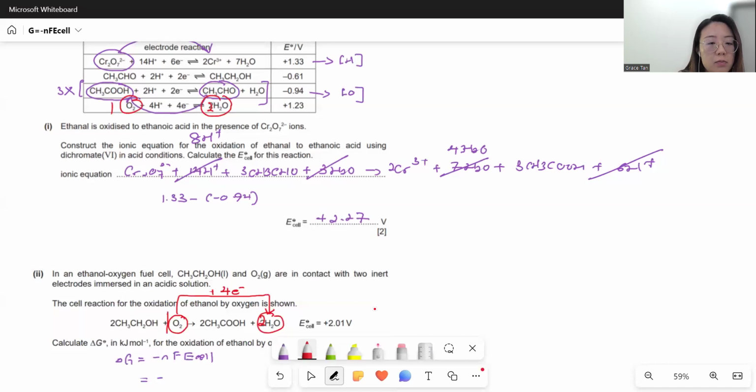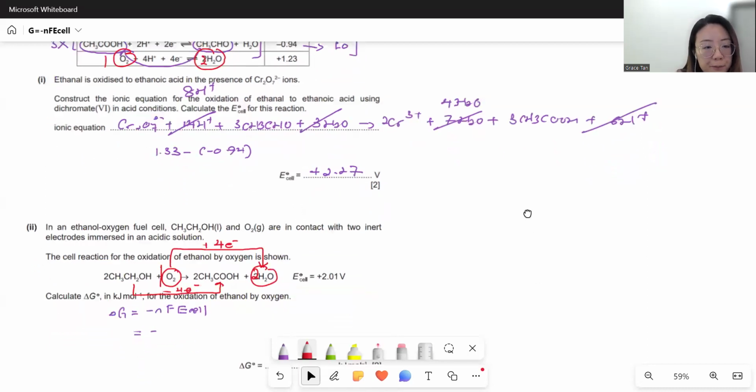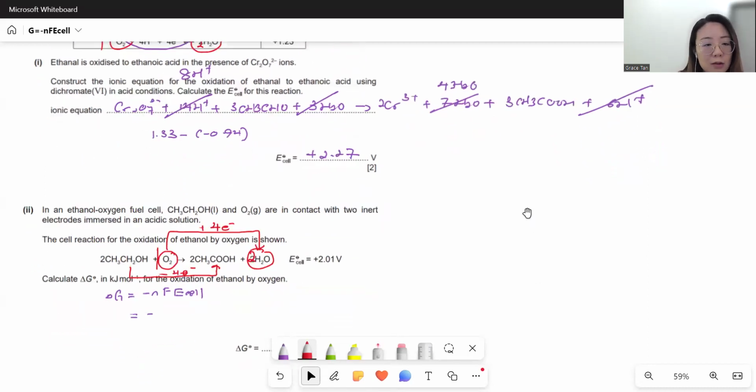Now, it also means that your ethanol to ethanoic acid donated 4 electrons. To be a bit more specific, 2 ethanol donated 4 electrons. Can you see the 2 here? 2 ethanol donated 4 electrons. Therefore, per ethanol, 2 electrons were donated. I'm just going very detailed.